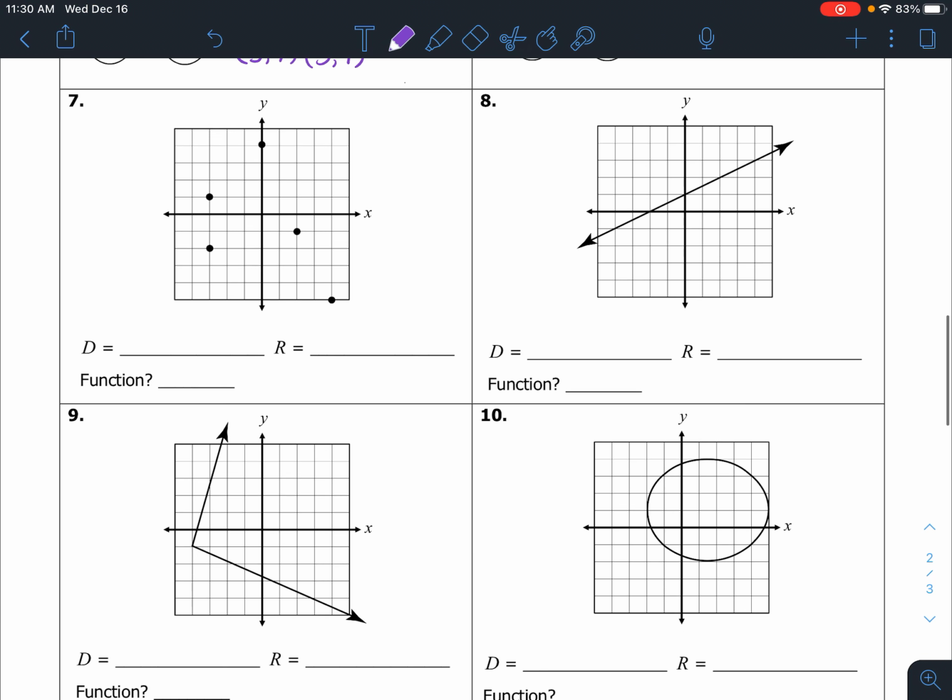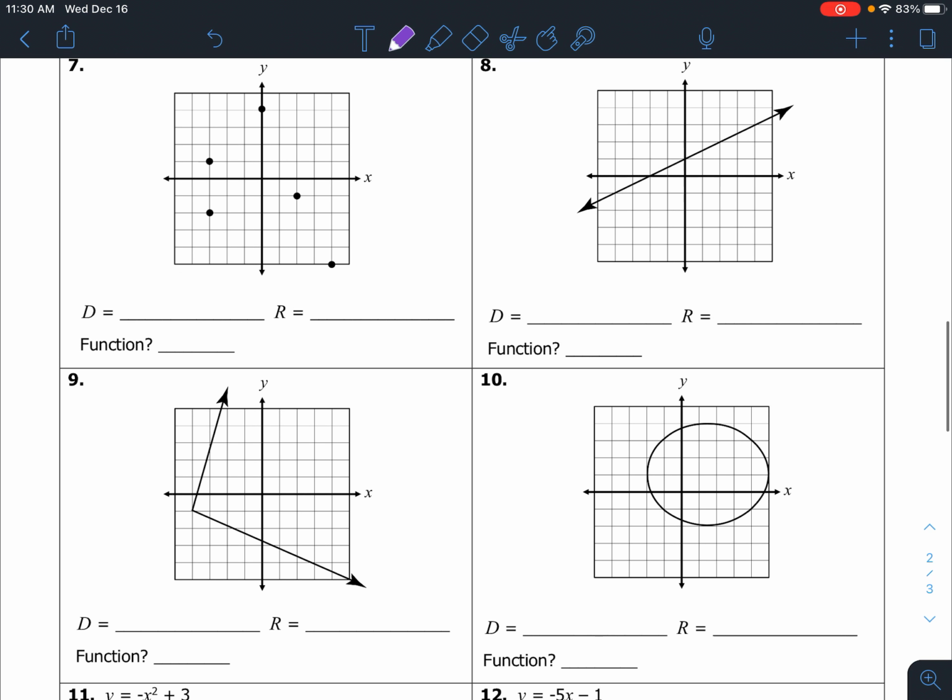Let's look at the graph. So if I look at number 7 here, and I want to find my domain, I just look at the x values. So the x values represented here are going to be -3, 0, 2, and 4. Okay, there is a point way down there. The range, now that's the y value. So range bottom to top.